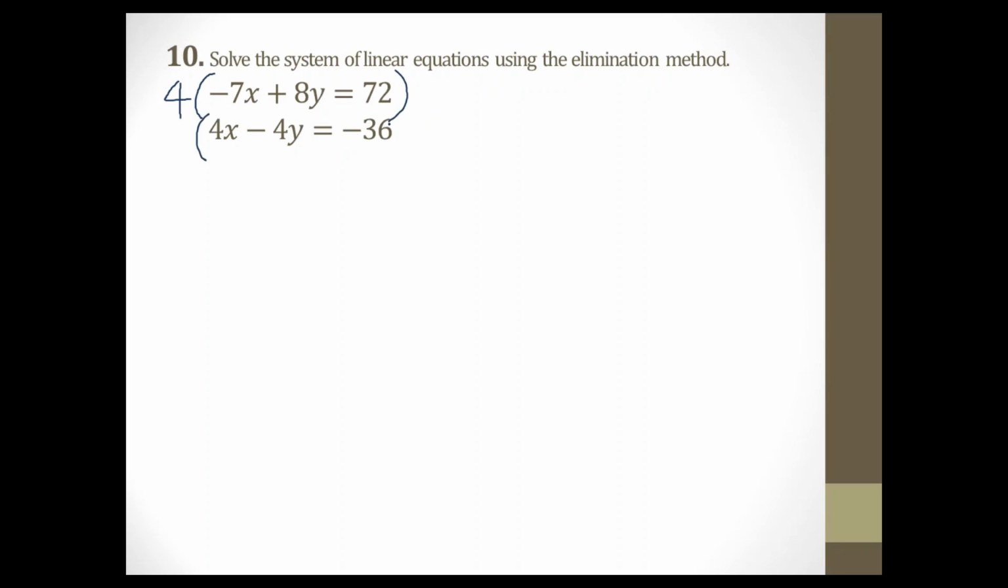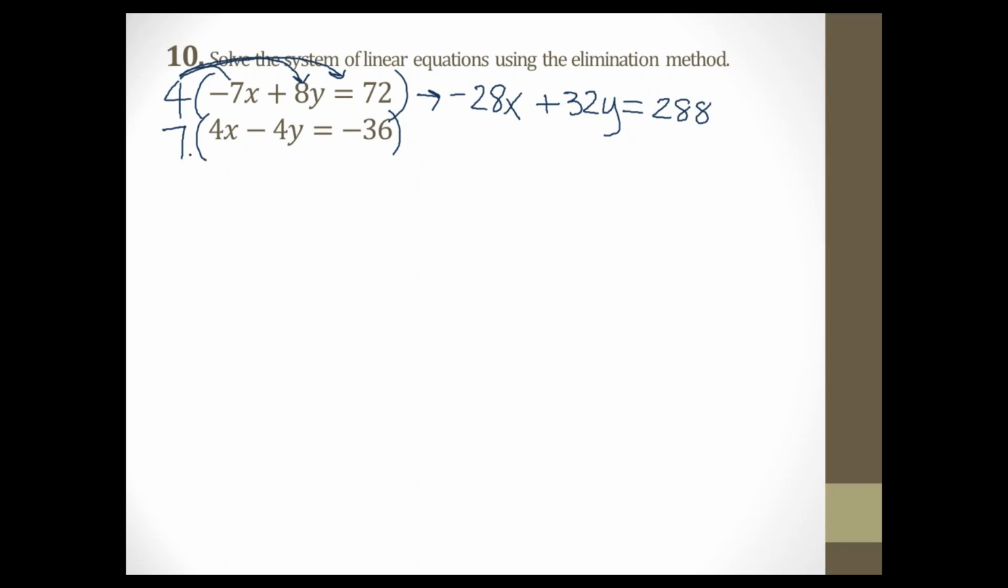And if I multiply the second equation by 7, that will give me +28 for my x. And then if I add the equations up, the x's will be eliminated. So I'm going to write my new equations to the right. So 4 times -7x is -28x. 4 times 8y is +32y. And then 4 times 72 is going to give me 288.